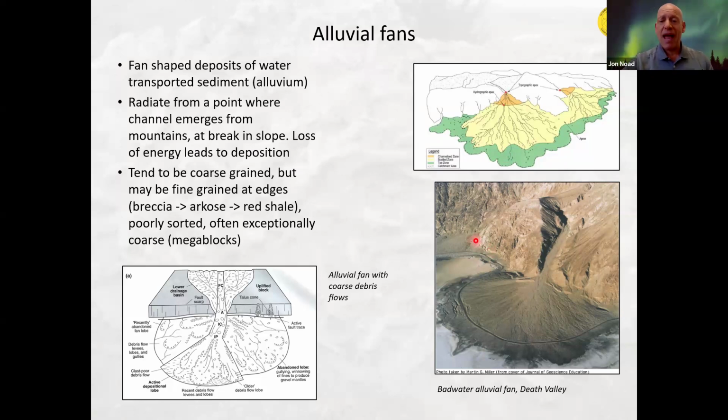The photograph here on the lower right is from Death Valley. It's a very famous Badwater alluvial fan, and this is very close to one of the lowest points in the contiguous United States, on land in the States. This is actually below sea level sitting in here.